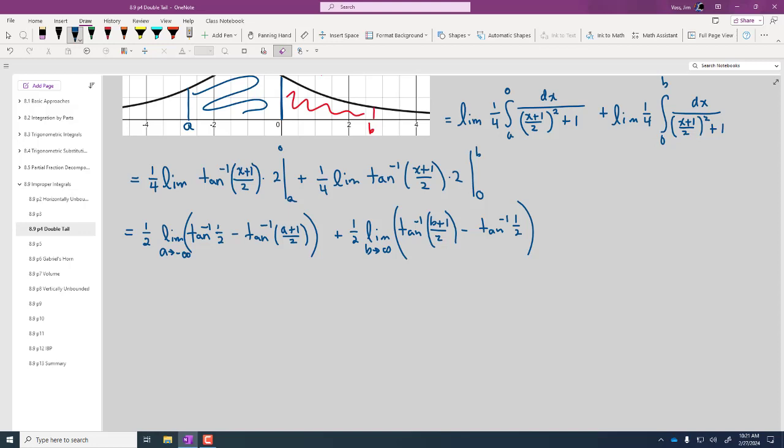Okay, so let's look at this. And let's draw a picture of the arctan function just as a reminder. So arctan function is probably the only function you know that has two horizontal asymptotes. So arctangent is this graph. This horizontal asymptote's at pi over 2. This one's at negative pi over 2.